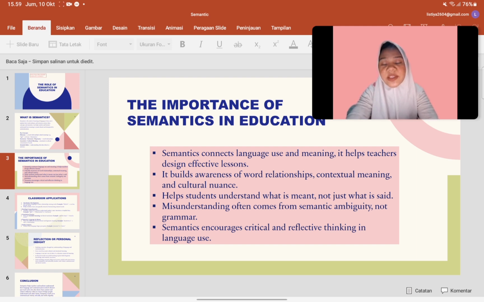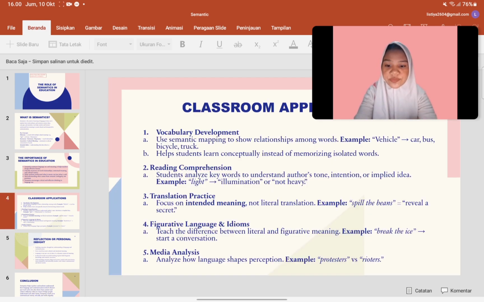By understanding semantics, teachers can create lessons that are more contextual, and students can become more aware of cultural and emotional nuance in words. I will explain next the classroom applications. Next slide, classroom applications. Now, how can semantics be applied in the classroom?